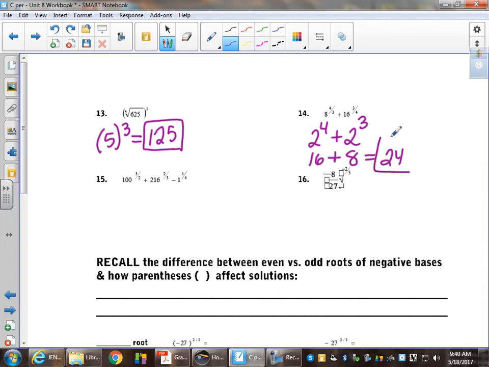Try 15 on your own. When would we add powers? Yes, so check it out. For you to be able to add powers, it would be 2 to the 4th times 2 to the 3rd. That would be 2 to the 7th.